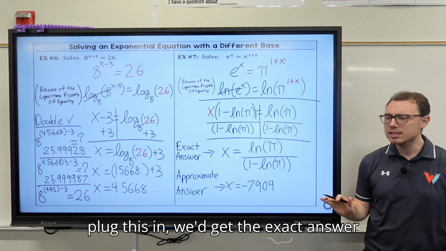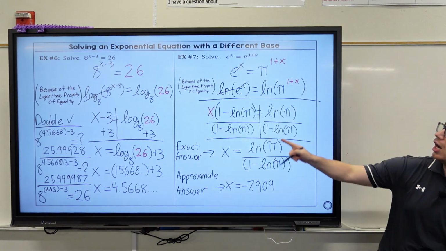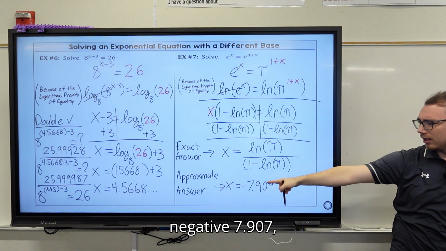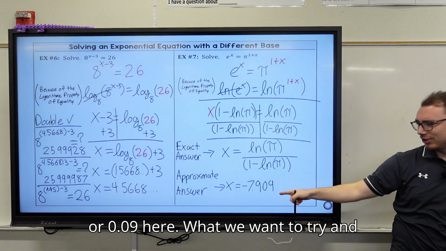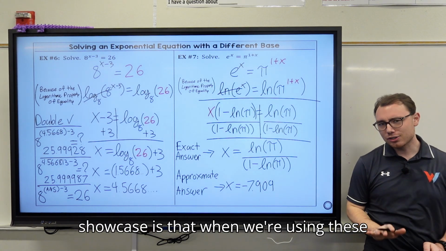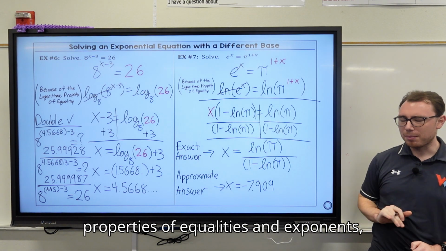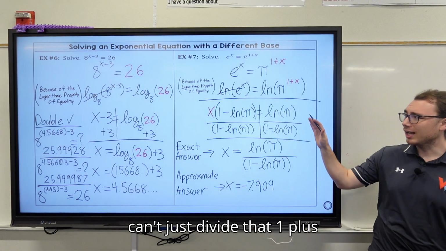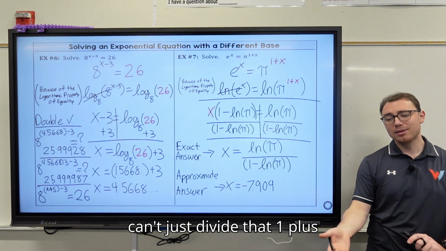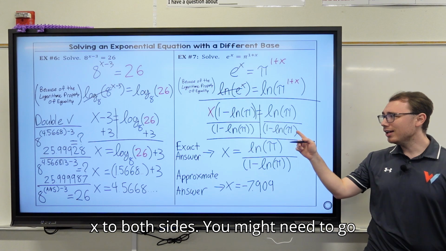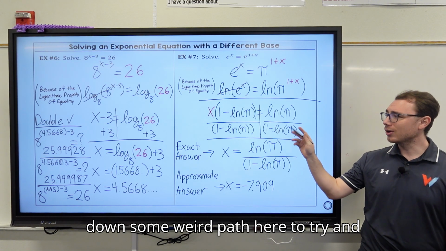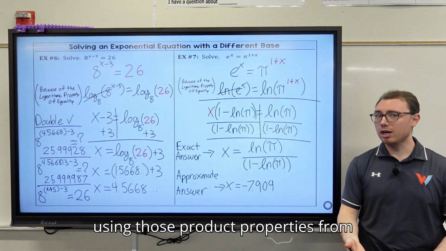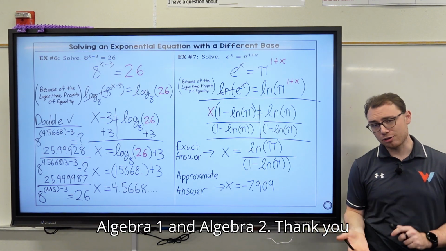And if we were to plug this in, we'd get the exact answer of x is like negative 7.907 or 09 here. What we want to showcase is that when we're using these properties of equalities and exponents, you may go down some weird path where you can't just divide that 1 plus x on both sides. You might need to go down some weird path to try and remove that x term from a log using those product properties from Algebra 1 and Algebra 2.